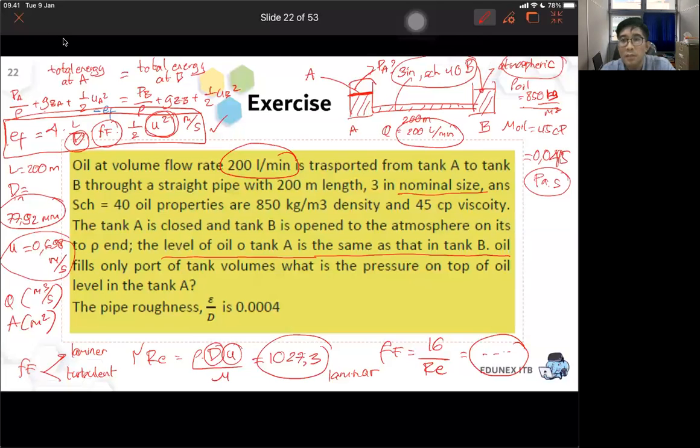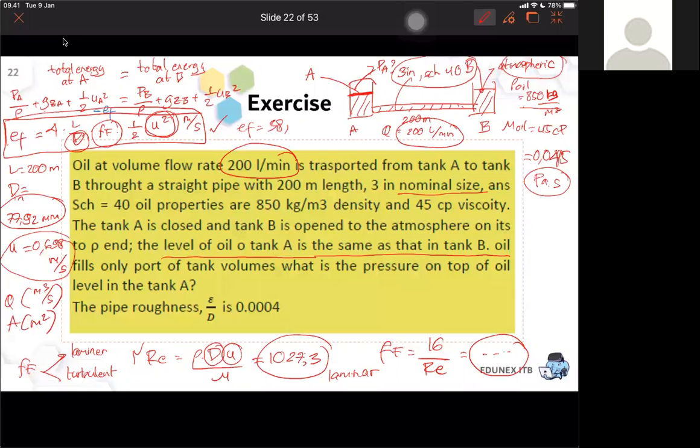How much? Sudah dapat? For the EF, I got 38.95, sir. EF 38.95 joule per kilogram. Okay, so you put it into this equation.